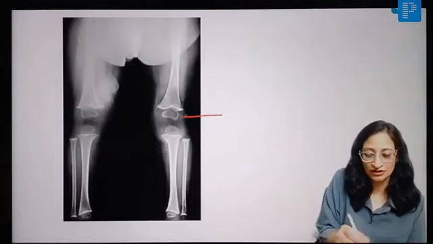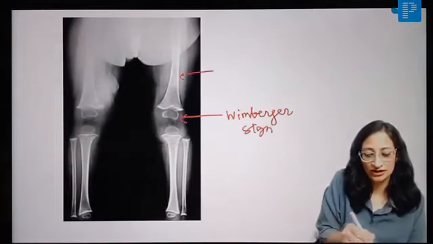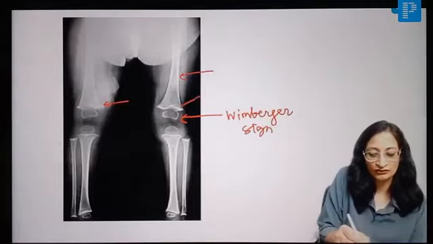We'll not be going into detail, but you get this ring-shaped epiphysis, that is Wimberger sign, and you get a lot of other signs as well, like pencil thin outline of the cortex, Pelkan spurs, white line of Frenkel, and so on. Okay. And what do you get in this X-ray?